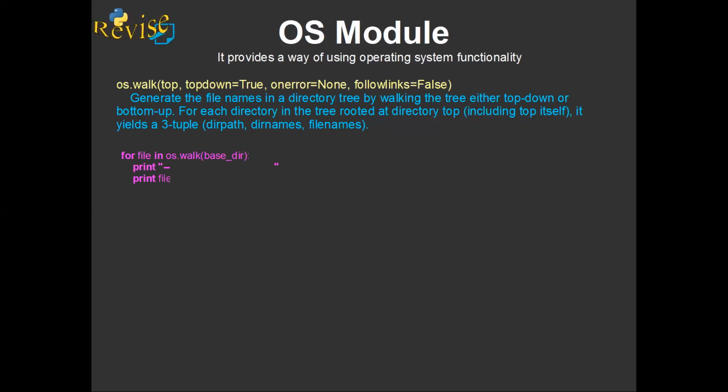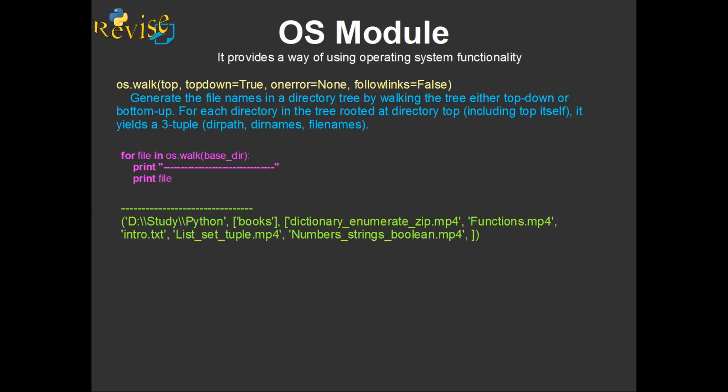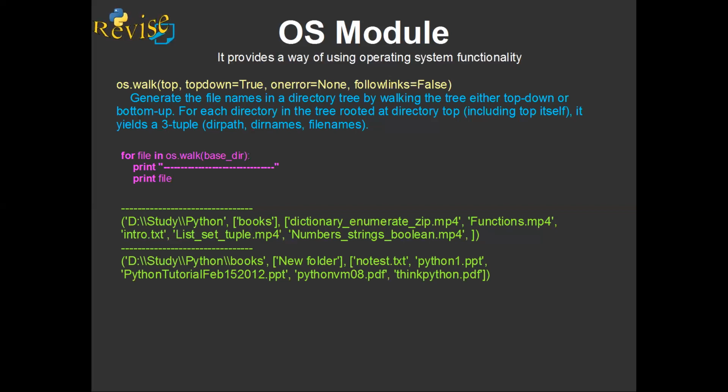So this is a simple code: for file in os.walk of the base directory, print the file. I just said file, but this is actually a tuple which consists of 3 parameters: the directory path, which is a string, then the directory names, a list of directories inside that directory, and the file names inside that directory. So first, the study Python folder is our base path. Books is a directory under this, and inside Python these are files. Then it will go to books, and there is another folder, new folder, and it will list all the files inside it in the third.